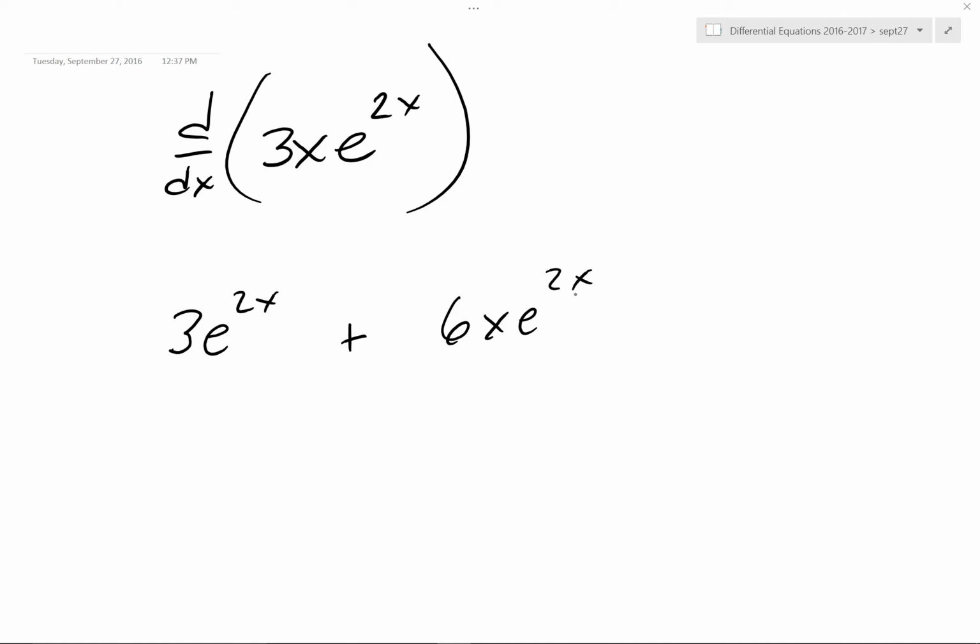We are going to create a situation where we have this. We are going to create this situation. And then we are going to look at this and go, hey, what's the antiderivative of that? 3x e^(2x). Ta-da! So that is how we're going to make it happen. It all hinges on creating this.